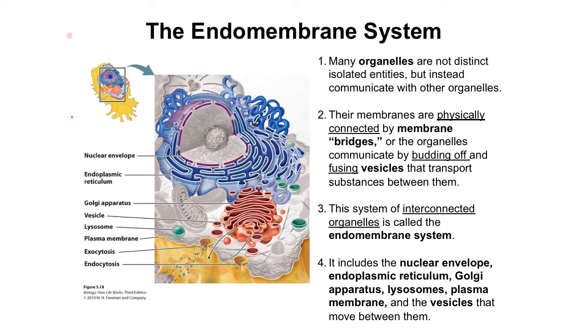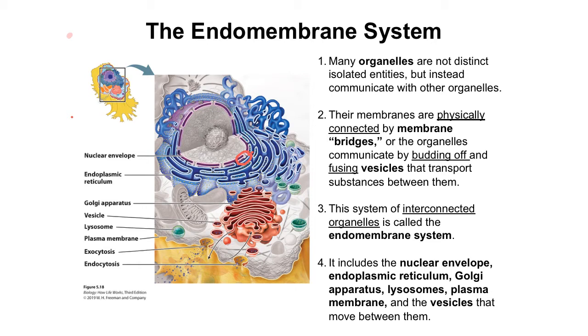First, their membranes are physically connected by membrane bridges, like the one depicted here in the figure. For example, if you look at the purple region here in the nuclear membrane, you can see a physical connection between the nucleus and the next organelle, which is the endoplasmic reticulum.